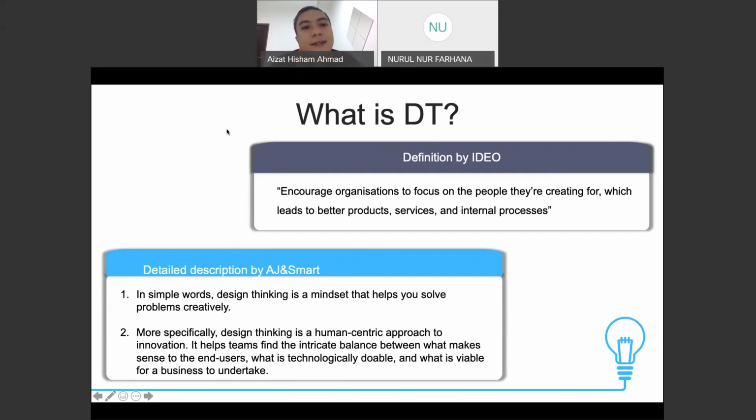Now, the description from AJ and Smart, which is a design academy, as I said, says here in simple words, design thinking is a mindset. So it's just about the mindset of how you think about things and how you solve issues, how you solve problems. And again, from this academy's perspective, they talk about innovation. The current trend in the world is about innovating something. But when you want to innovate something, you have to think about what you want to innovate. So this is when design thinking comes into the picture.